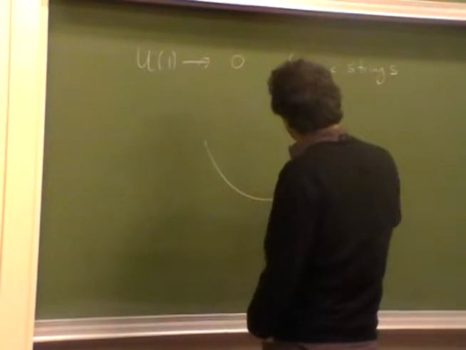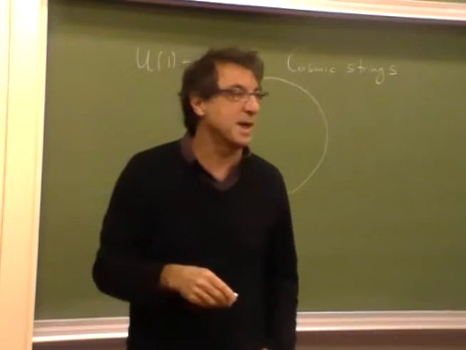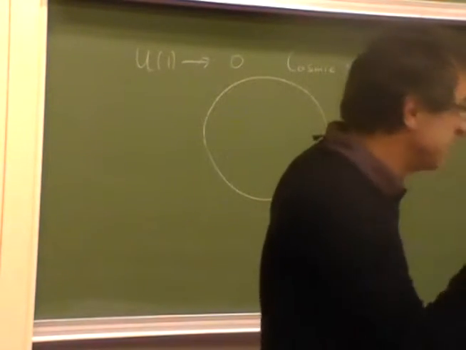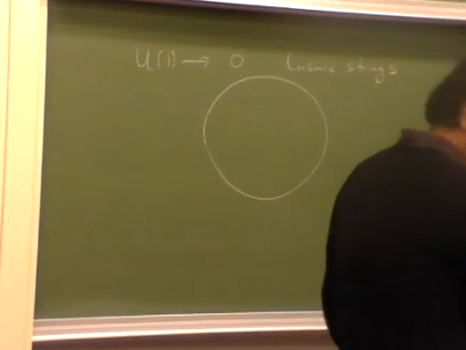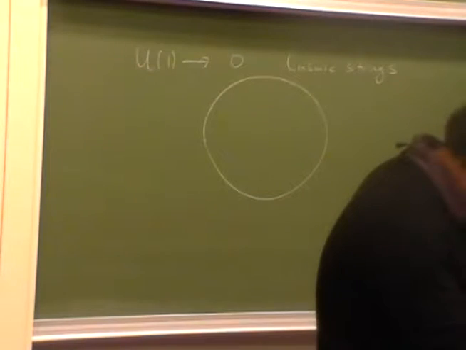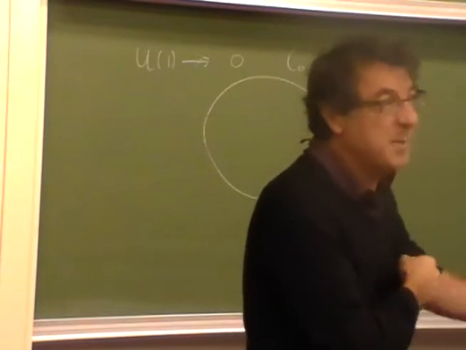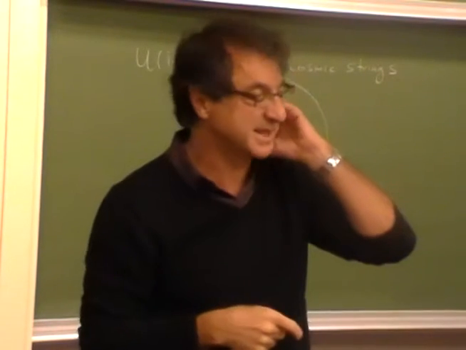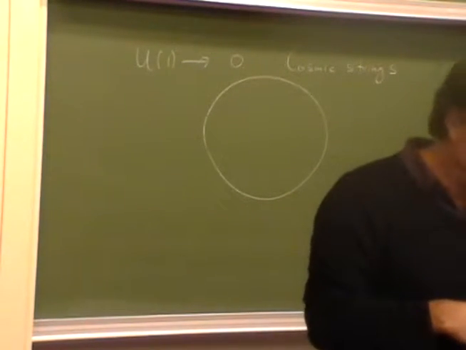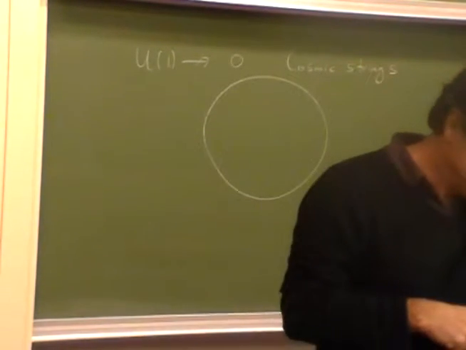So you have some structure like this. It occurs something like 10 to the minus 37 seconds after the Big Bang, typically. This is in some kind of grand unified theory. So there's a temperature like 10 to the 28 Kelvin, and a mass per unit length of like 10 to the 19 kilograms per centimeter. So 1 centimeter of cosmic string weighs as much as the Rocky Mountains.